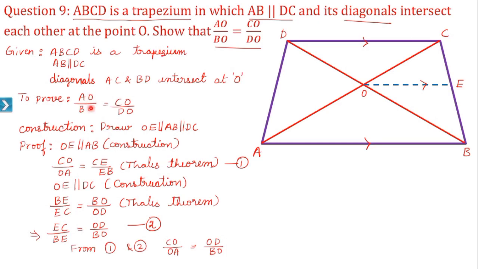But we have to prove that AO by BO is equal to CO by DO. So we have to rearrange this equation. Now cross multiply. You will get CO into BO is equal to OD into OA. That implies, now take BO to the right hand side, OD to the left hand side. That becomes CO by OD is equal to OA by BO. So we got what to prove. CO by OD is equal to OA by BO. That implies AO by BO is equal to CO by DO. Hence proved.